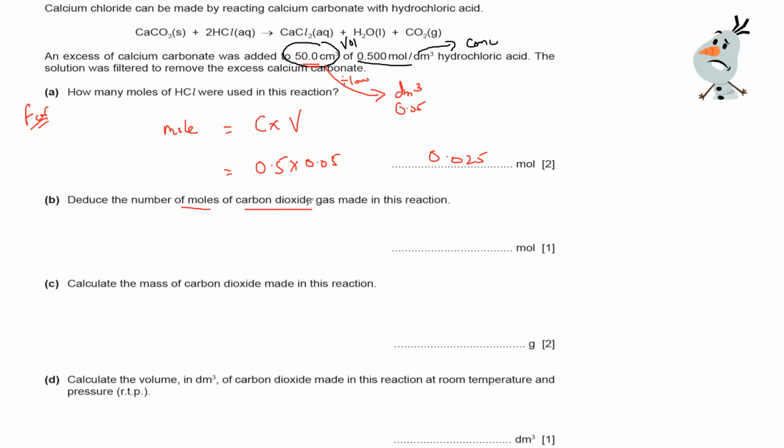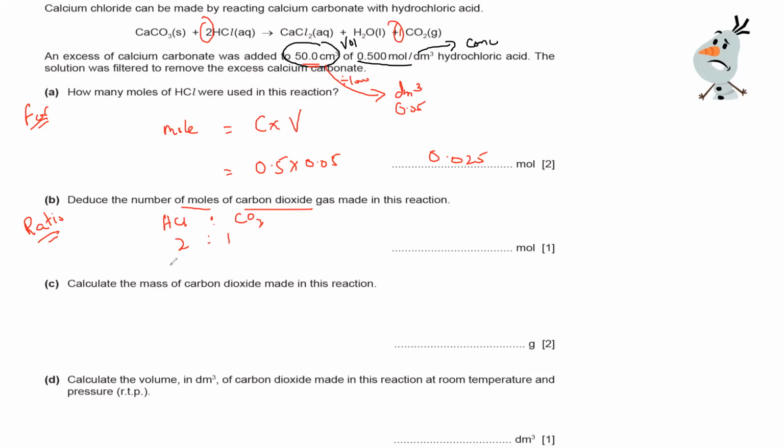Number of moles of carbon dioxide. Is anything given related to carbon dioxide? Nothing is given related to carbon dioxide. So then how to do this? We'll use the ratio. We'll take a ratio because HCl moles are there. So we'll take a ratio between HCl and carbon dioxide. What is the simplest ratio? For HCl it is 2 and carbon dioxide it is 1. 2 is to 1.